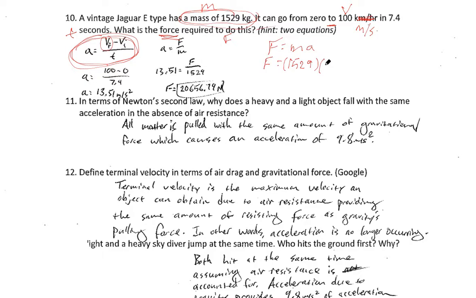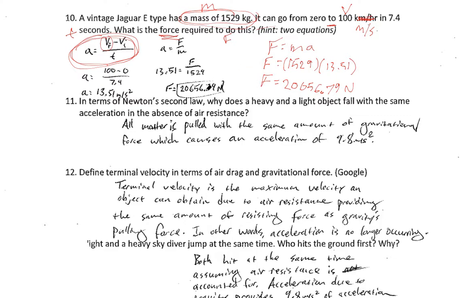We know the acceleration of the car is 13.51 meters per second squared. So using F equals ma, or my force equation, I can figure out that 1529 times 13.51 gives me 20,656.79 or 0.8 newtons. And that's what we figured out solving it this way as well, using a equals F over m and just solving for acceleration directly. Solving this out for F that way.